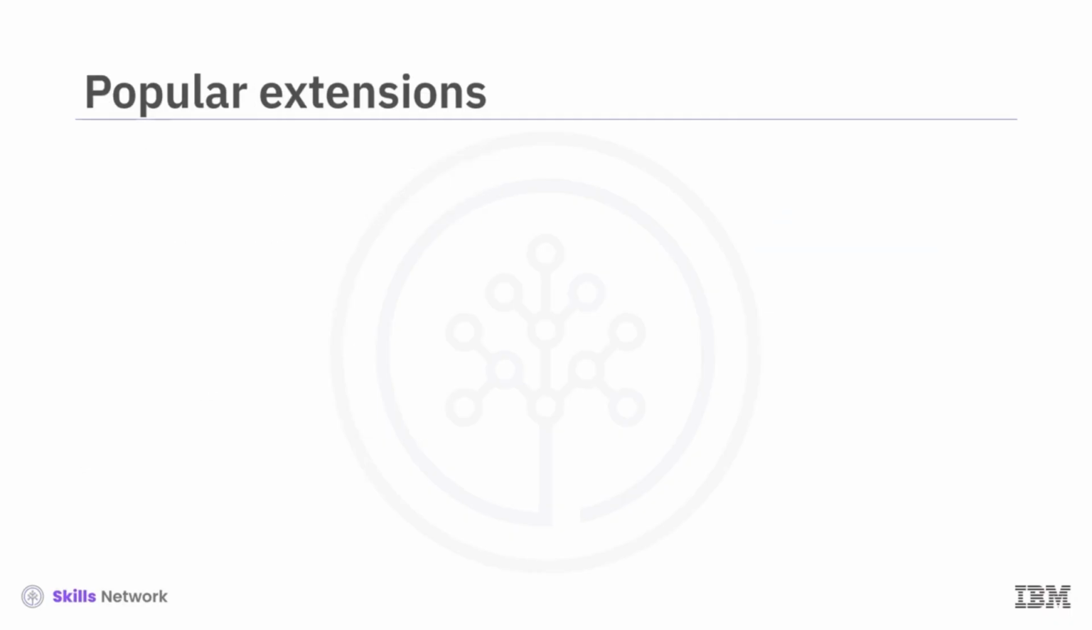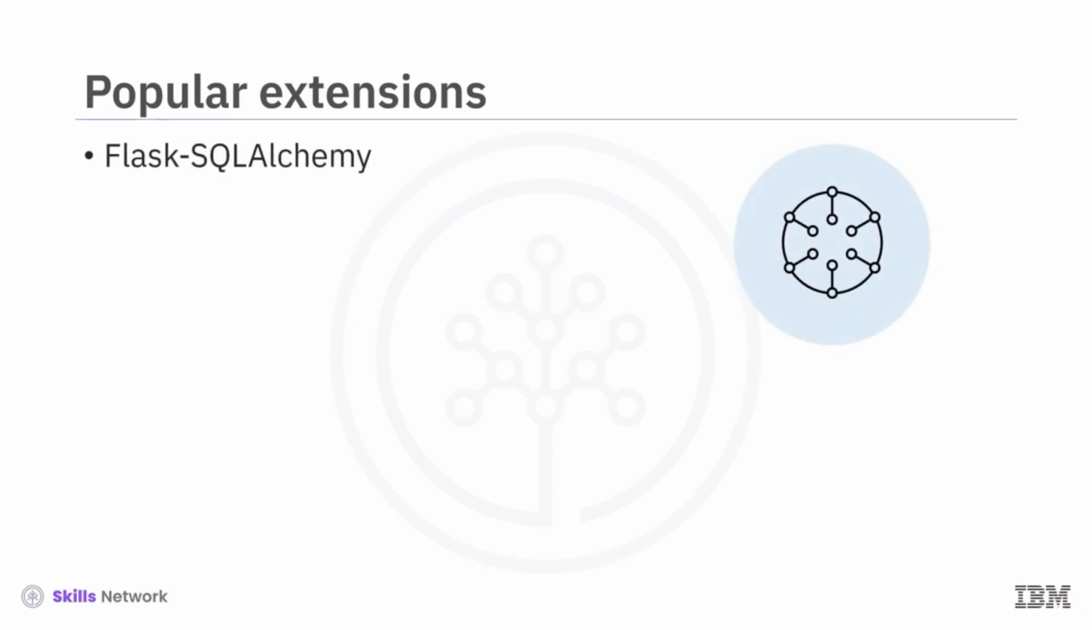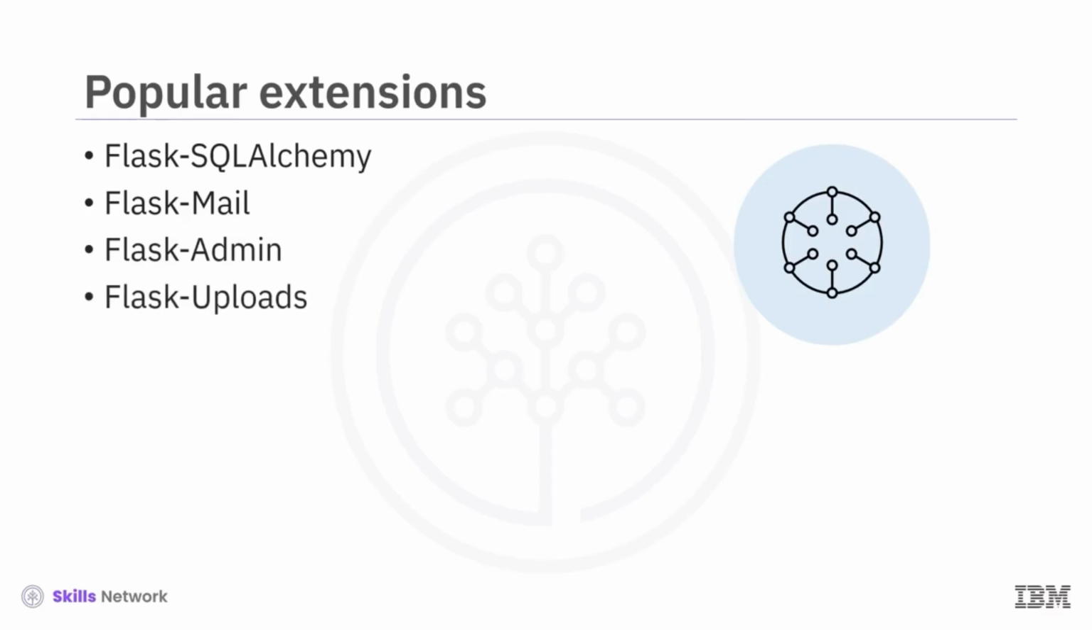Some of the popular community extensions that can be added to your application are the following. Flask SQLAlchemy adds support for the ORM called SQLAlchemy to Flask, giving developers a way to work with database objects in Python. Flask Mail provides the ability to set up an SMTP mail server. Flask Admin lets you add admin interfaces to Flask applications easily. And Flask Uploads allow you to add customized file uploading to your application.